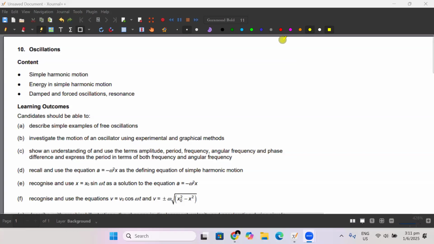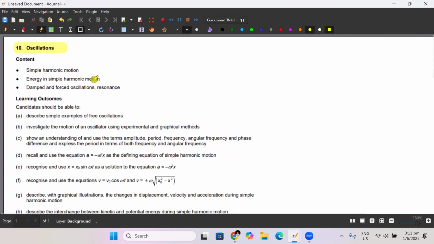Okay, hello everyone. I'm just going to be recording a video about oscillations today, and this is a simple learning objective review. You can treat it as revision before you grind the questions. Before we start, I just want to make sure you get everything in order.